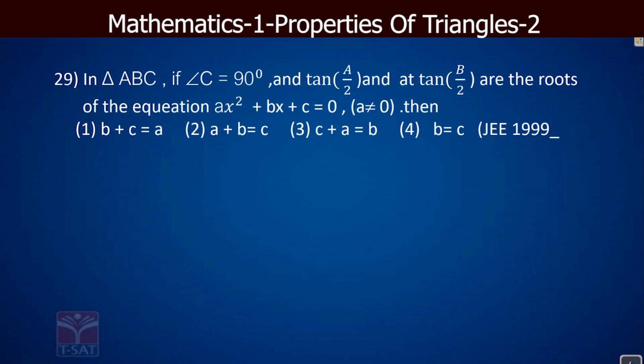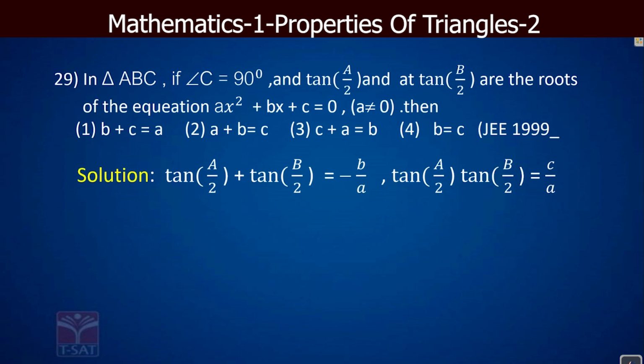Problem number 29. In triangle ABC, if angle C is equal to 90 degrees and tan A/2, tan B/2 are the roots of the quadratic equation ax² + bx + c = 0, where a is not equal to 0, then: 1) b + c = a, 2) a + b = c, 3) c + a = b, and 4) b and c are equal. This was asked in the JEE examination 1999.